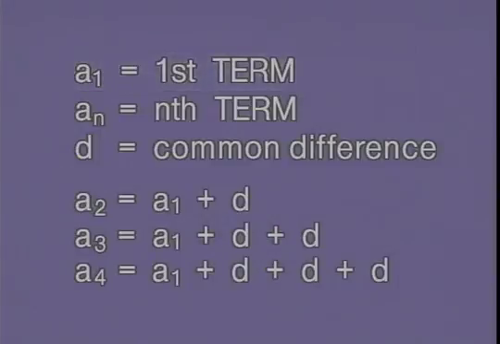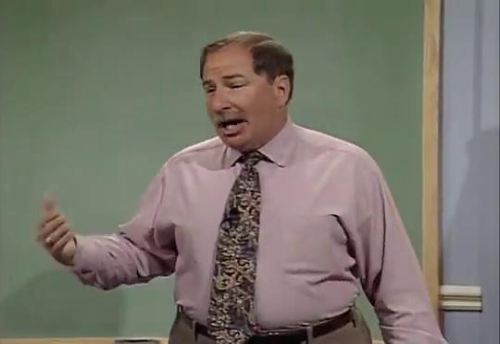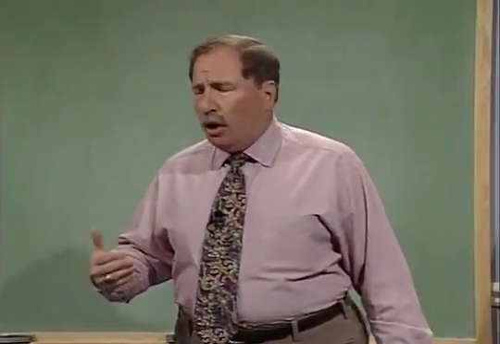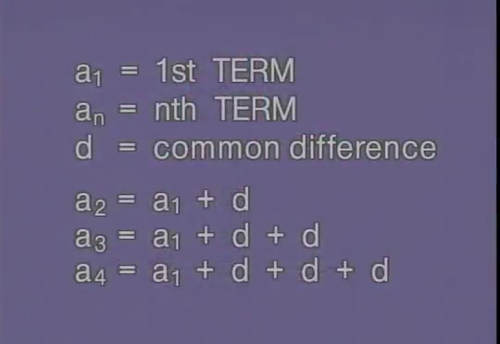Very, very important, because as we saw in recursive functions, if we know the first term and we have a rule, we can get the second term. Same idea here. It's very, very important to know the first term. Now, A sub n means the nth term. If n was 12, then A sub n would be the 12th term. If n was 100, A sub n would be the 100th term. And then d, lowercase d, is the common difference.